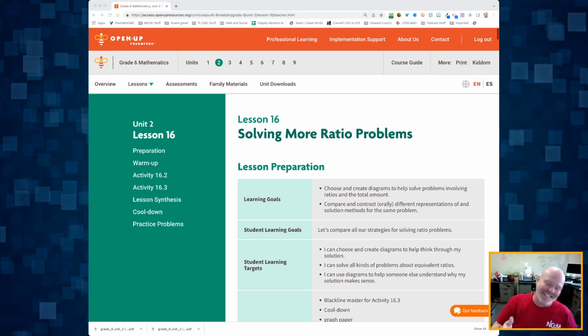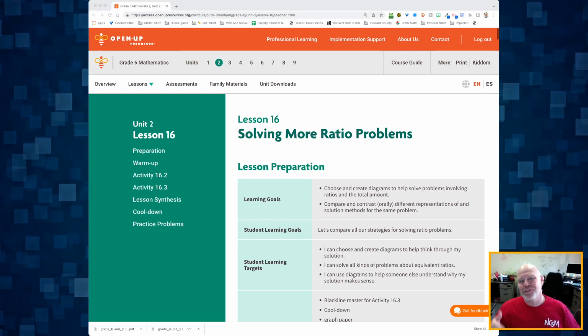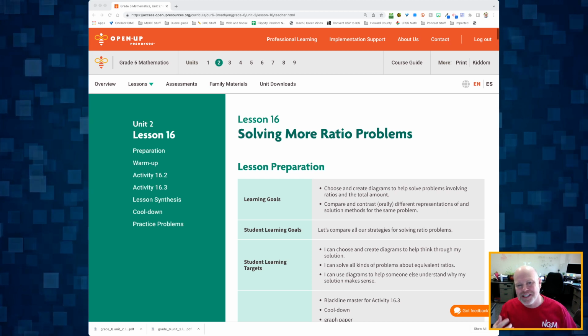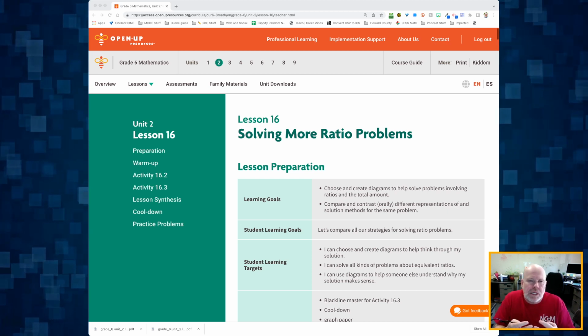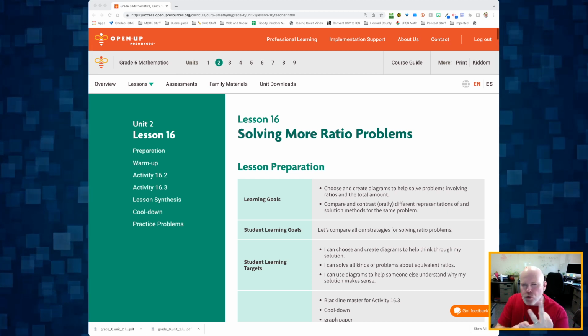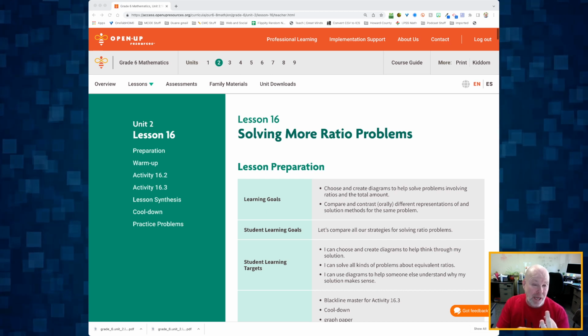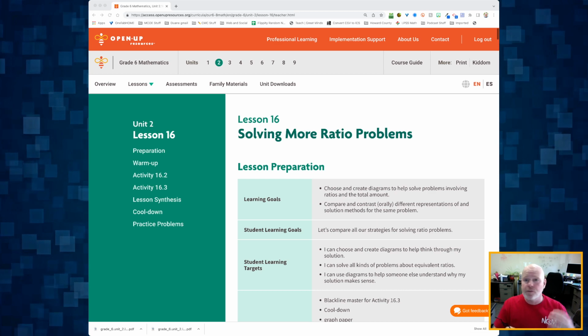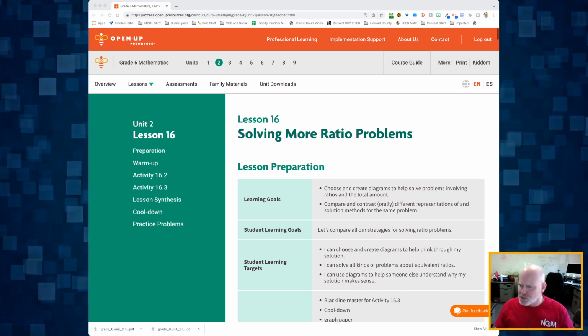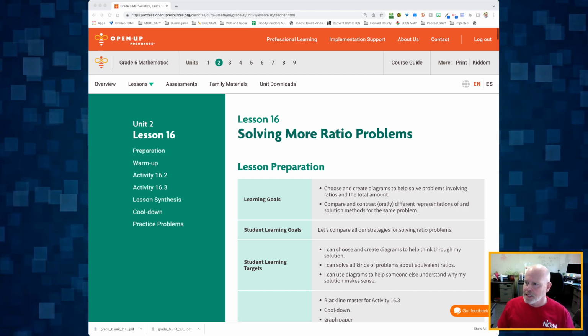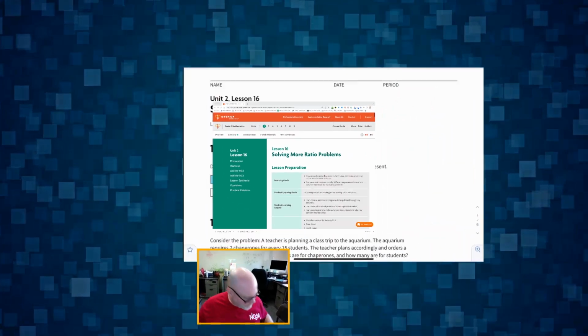Okay, and in this lesson, lesson 16, we're going to be solving some more ratio problems. And basically, we're going to be using choices, giving students a choice between double number lines, tables, and the new tape diagram idea to solve ratio problems. And so, you know what? Let's just get started.